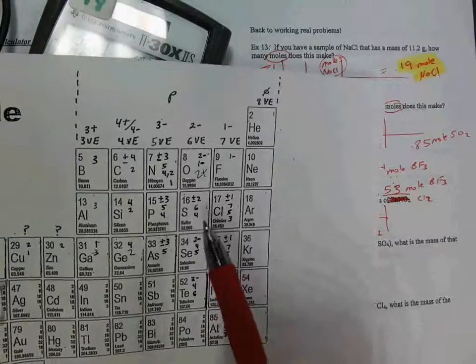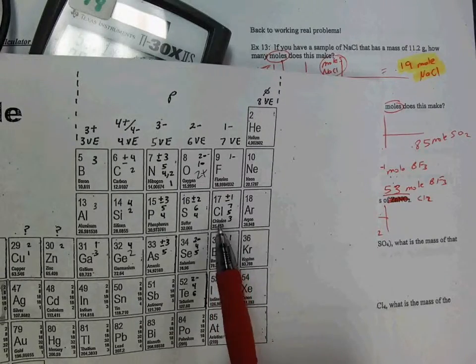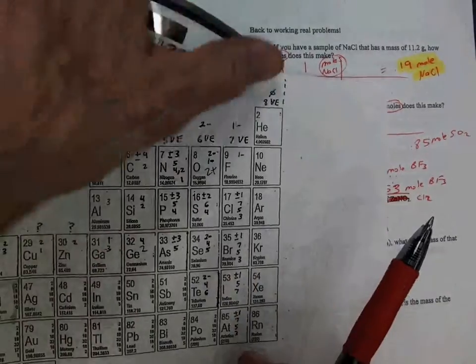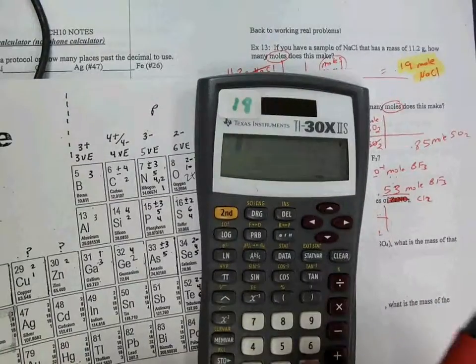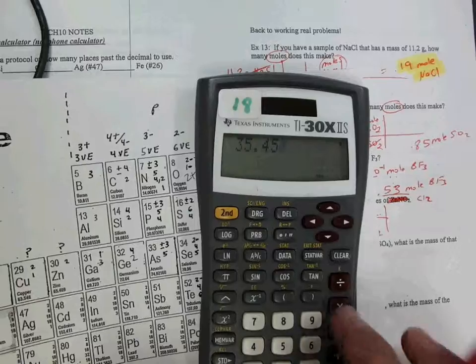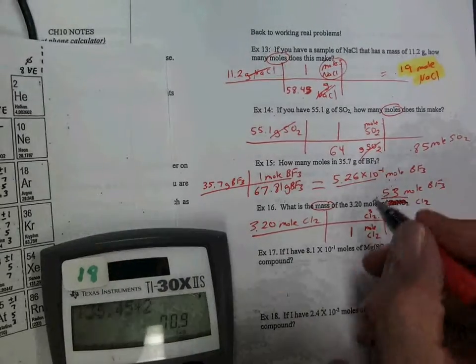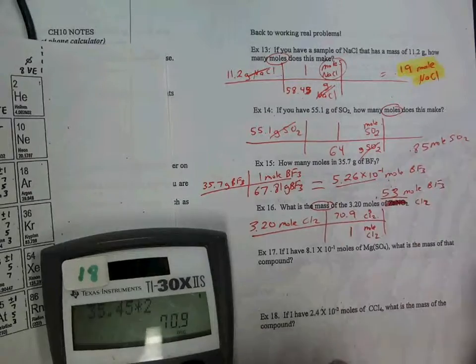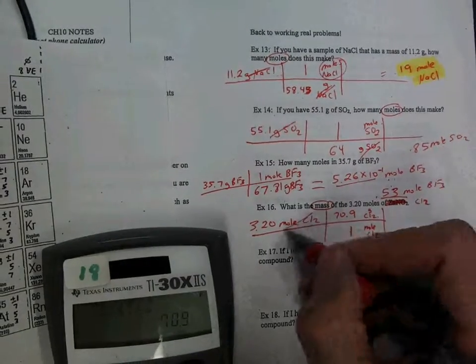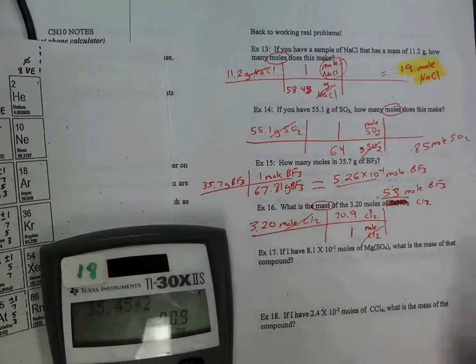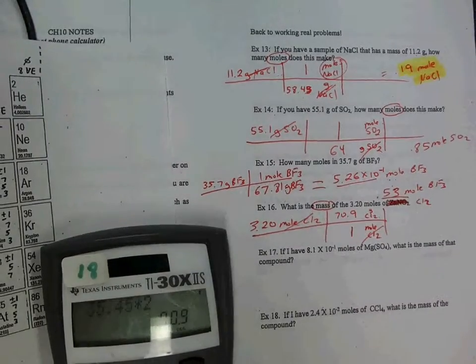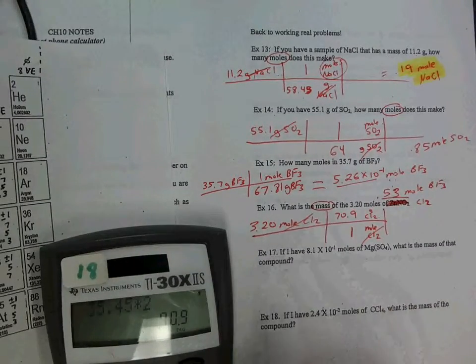So I go over here, I look at my periodic table. There's right there 35.45, but there's 2 of them, so I've got to double that. I'll go ahead and do the calculation here for you. 35.45 times 2 equals 70.9. So that number goes on the top. And then I'm ready. I mean, moles would cancel. I'd be left with grams. That's what I'm asking for, is mass, which is grams. So I'm ready to do the calculations.